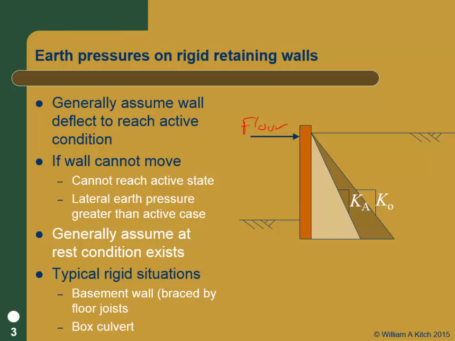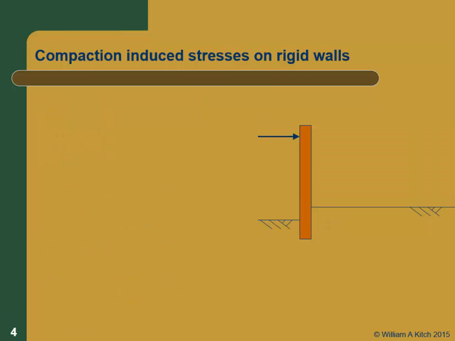Sometimes we will be dealing with things like braced walls or box culverts or something where we do really need to be able to estimate what the compaction earth pressures are and deal with them. And in other cases, we want to do this because we want to avoid it. But we need to know in either way. So let's talk about what's going on when we do compaction.